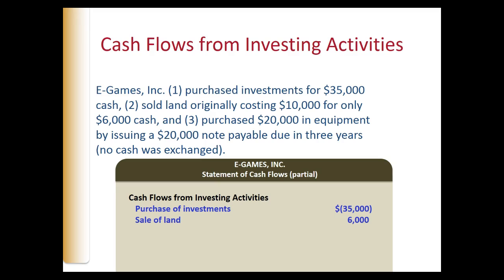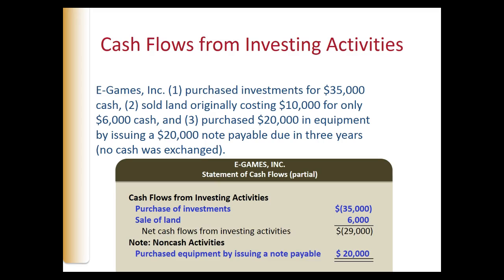Now, we also are going to talk about an increase in equipment. eGames' equipment account increased by $20,000 during the year. So if eGames purchased the equipment with cash, we would record it as a cash outflow. But the additional information showed that the firm paid for the equipment by issuing a $20,000 note payable. So there's not any cash exchange in this transaction. So the increase in equipment represents a non-cash activity, which is disclosed either directly after the cash flow statement or in notes to the financial statements. This slide provides the summary of the cash flows from investing activities and the disclosure of that non-cash activity.